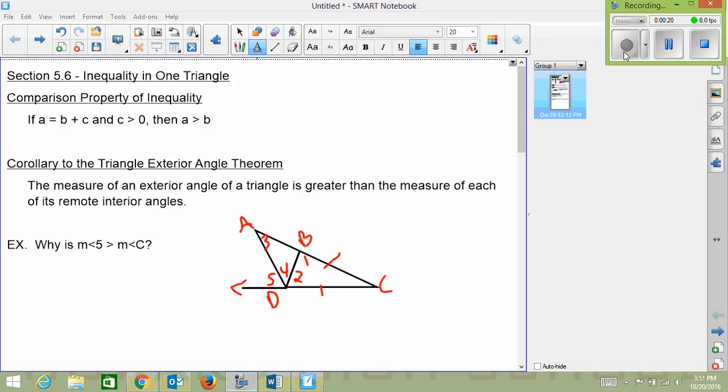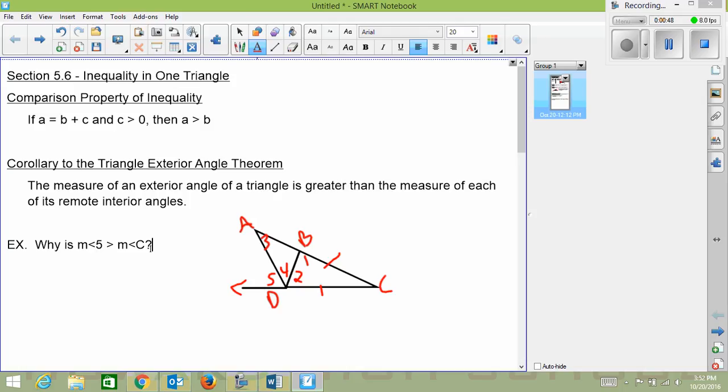Corollary to the triangle exterior angle theorem: the measure of an exterior angle of a triangle is greater than the measure of each of its remote interior angles. And that would make sense anyway, based on what we learned in chapter 3 about remote interior angles. Remember that the exterior angle is equal to its two remote interior angles added together. So this is really just another way of stating the same thing.